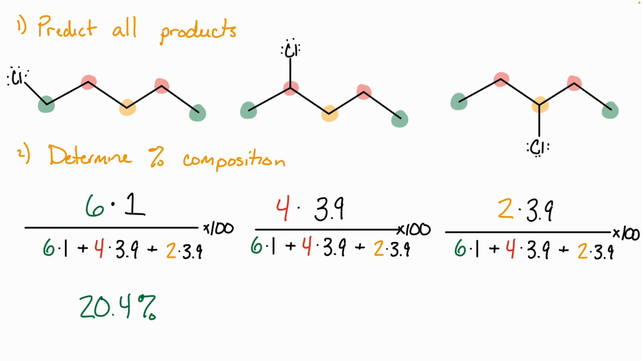20.4% of that 1-chloropentane. My next one here turns out to be my major product, my 2-chloropentane. I'll get about 53.1% of my product as that 2-chloropentane. All right, and then lastly, the rest of it, the remaining 26.4% is my 3-chloropentane.